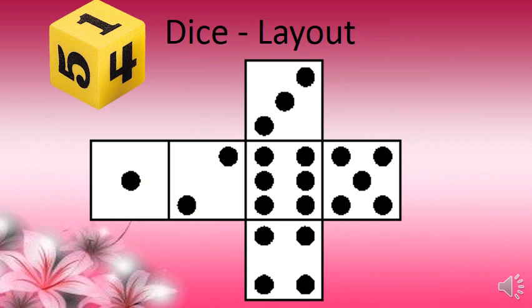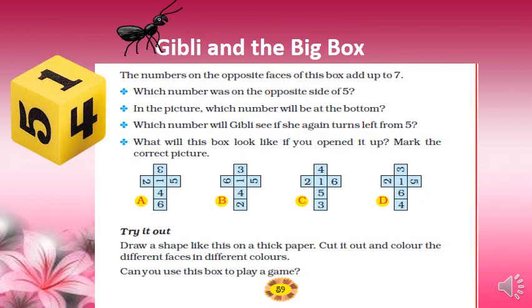Trace this on a thick paper, cut it along the edges and fold them. You will get a dice. Children, as we know, the numbers on the opposite faces of this box add up to 7. Box means what? Yes, the dice. Now here we have some questions. Let us answer those questions.